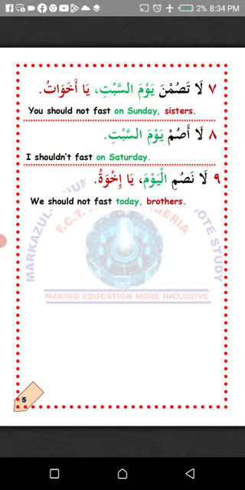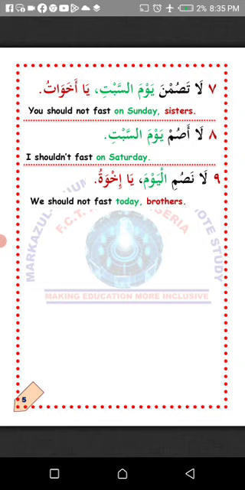Sab'a, number seven. La tasumna yawm al-sabt ya ahawat. You should not fast on Saturday, sisters, talking to a group of female persons. Thamania, number eight. La asum yawm al-sabt. I shouldn't fast on Saturday. Tisya, number nine. La nasum al-yawm ya ihwa. We should not fast today, brothers.